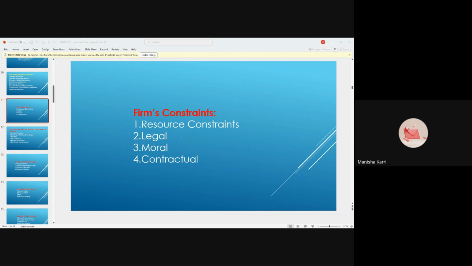Next one is contractual constraints. These bind the firms because of some prior agreement, such as a long-term lease on a building or a contract with the labor union that represents the firm's employees, which is nothing but contractual constraints.